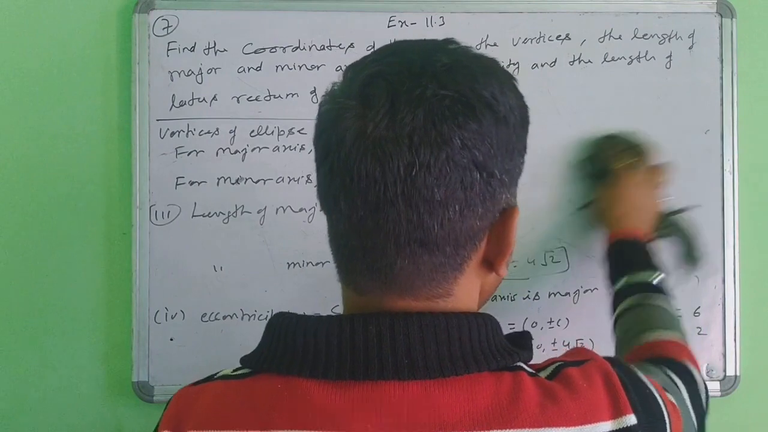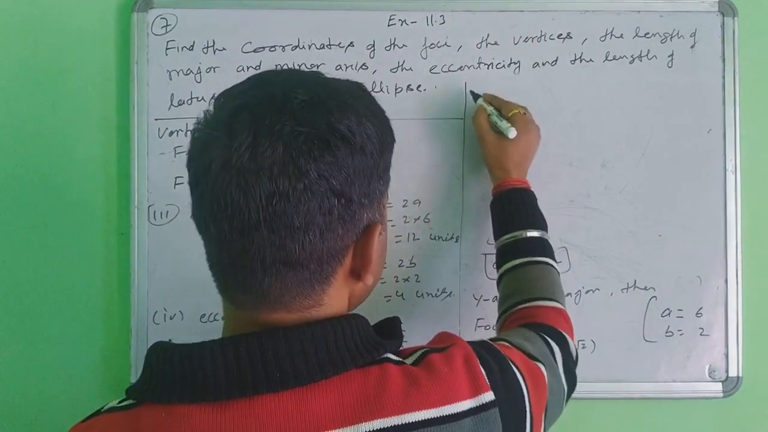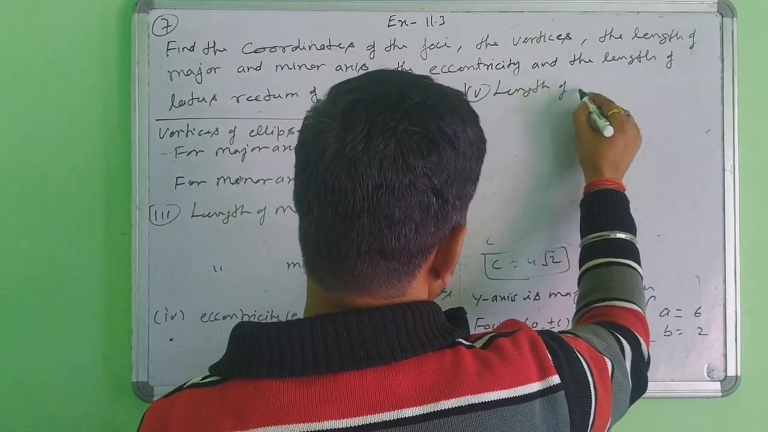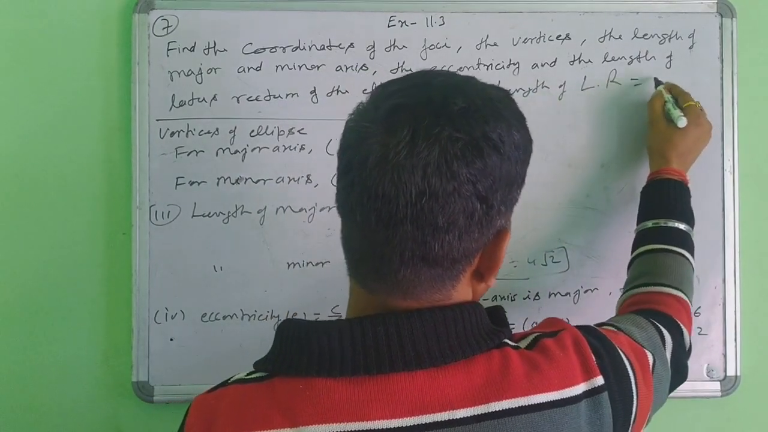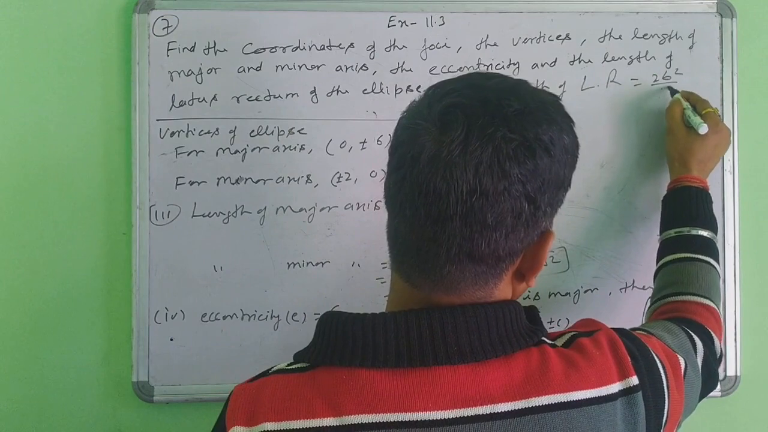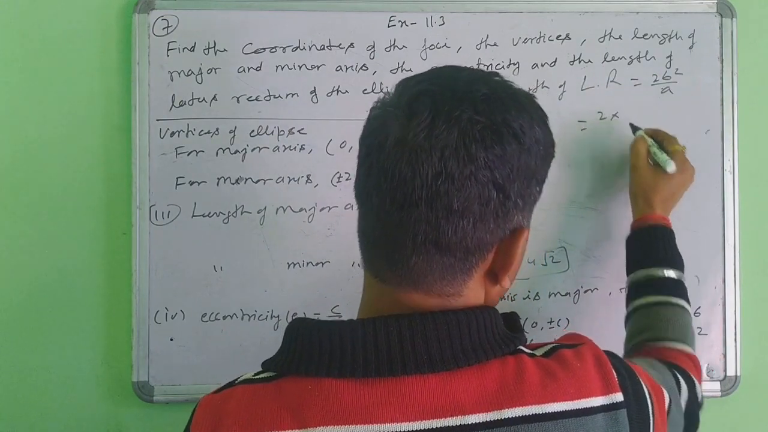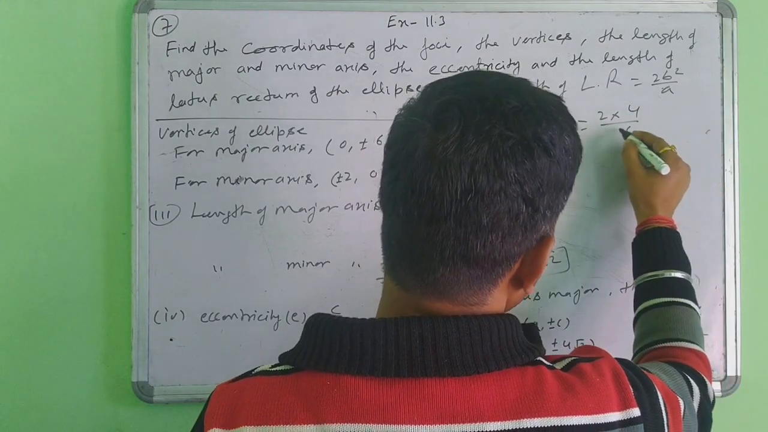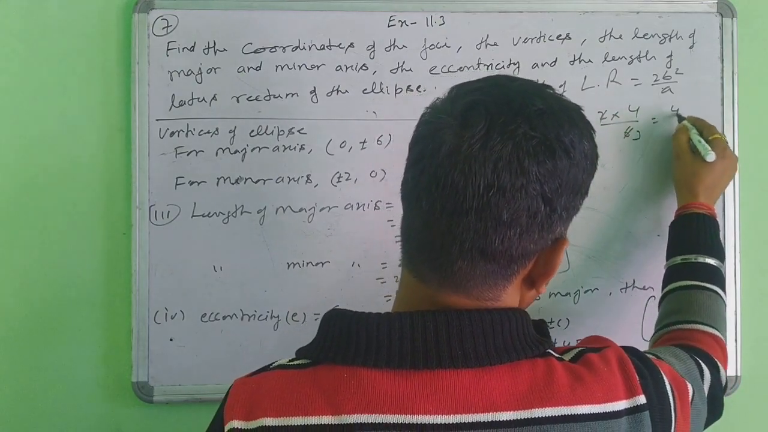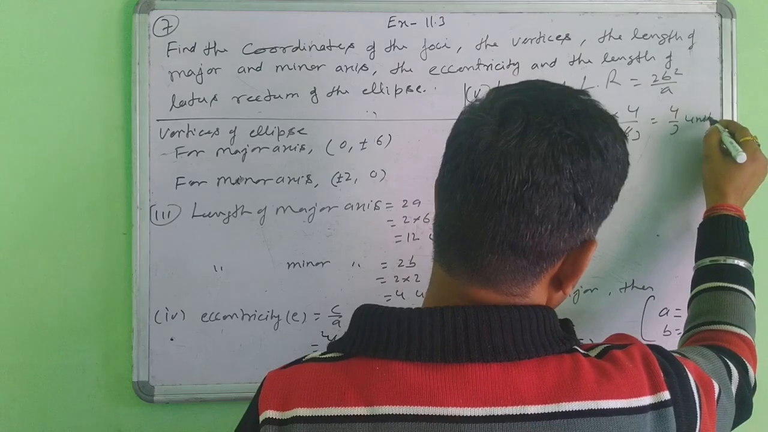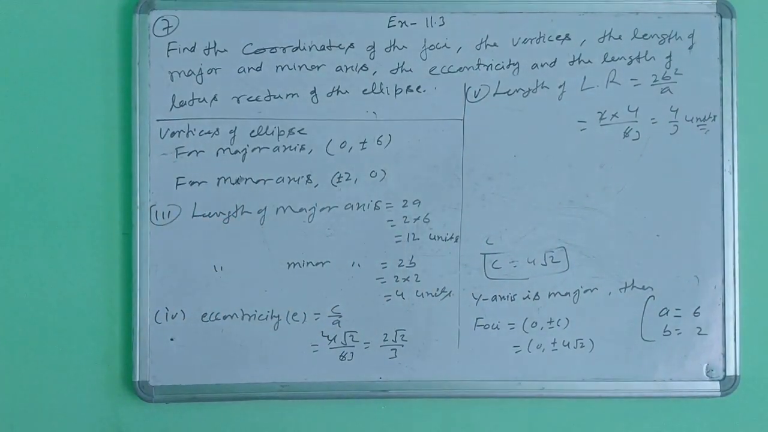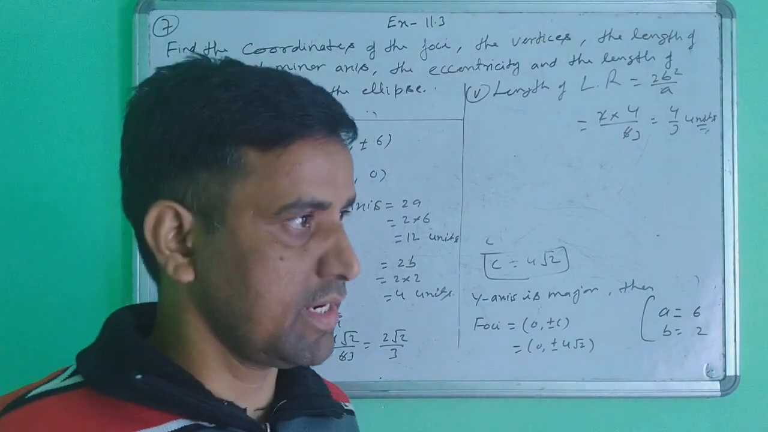Then it will be the fifth answer here. Length of latus rectum equals 2b square upon a. So what is the value of b? The value of b is 4 upon a, so 2 times 4 is 8... so 4 upon 3 units. This is your answer. According to this, you will solve every question. Just note down the next question here.